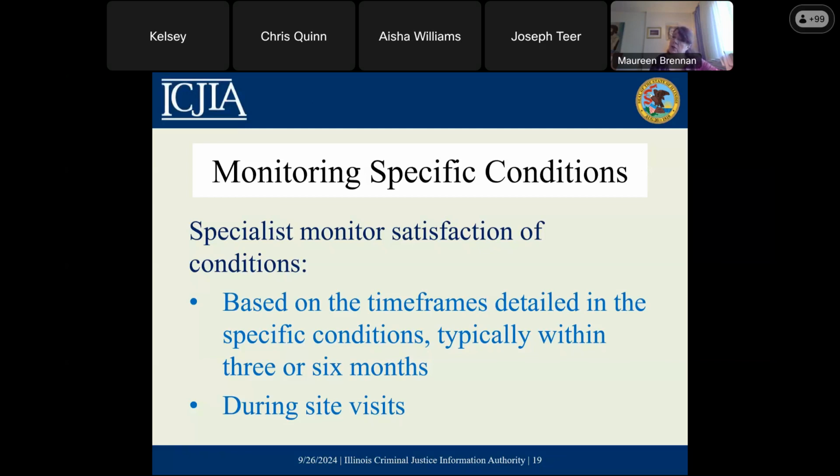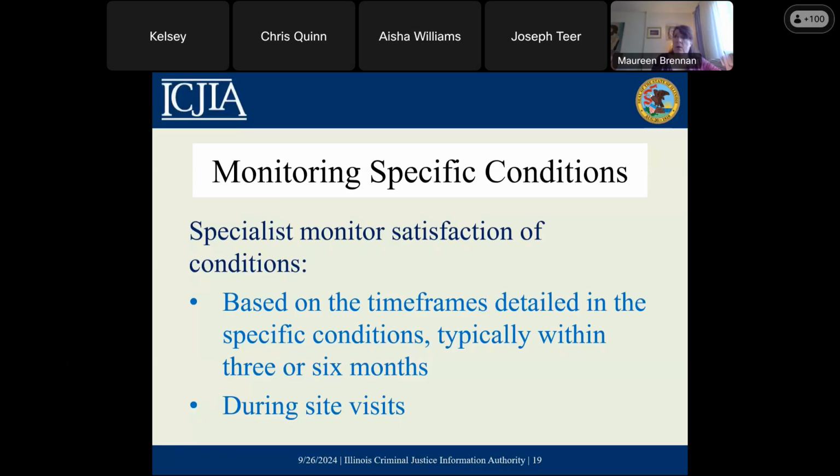Now, during the first year of every new grant, you will have a site visit. In the past, we've been able to do them virtually. Now we're moving to bring everybody back to in-person site visits. So sometime in the coming year, hopefully earlier in the grant rather than later, you'll actually have a site visit with authority staff. And one of the things that they are going to be checking in on at that site visit is how well you're doing in satisfying those specific conditions.